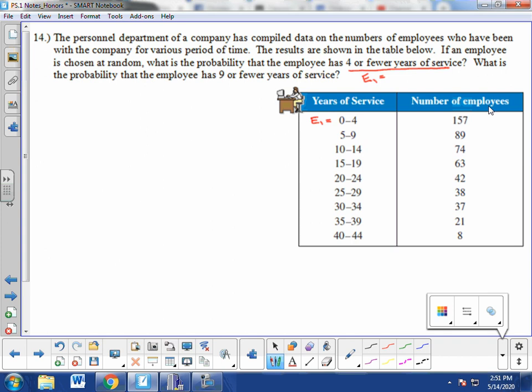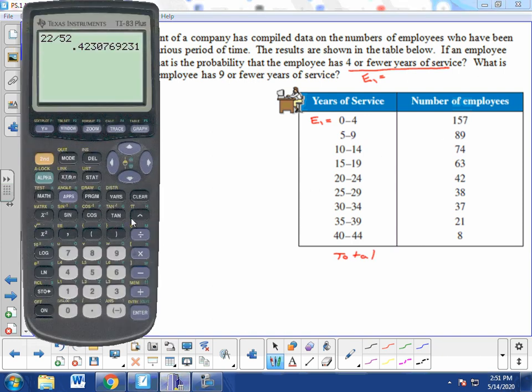So if I want to find the probability of event 1, again, that is the number of elements in the event, which we can see from the table is 157, over the number of elements in the sample space. So we also need the total number of employees that work for the company. We can find this by adding each one of these. There's no overlap. They're either 0 to 4, 5 to 9, 10 to 14, and so forth. So we can add these numbers together.